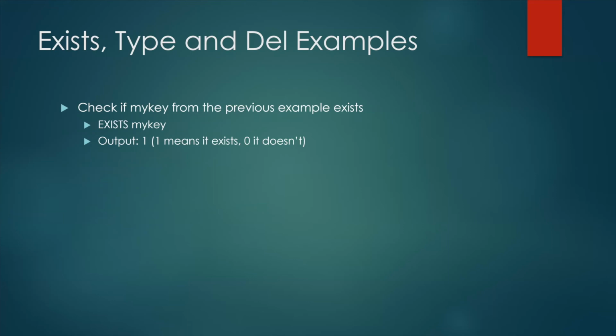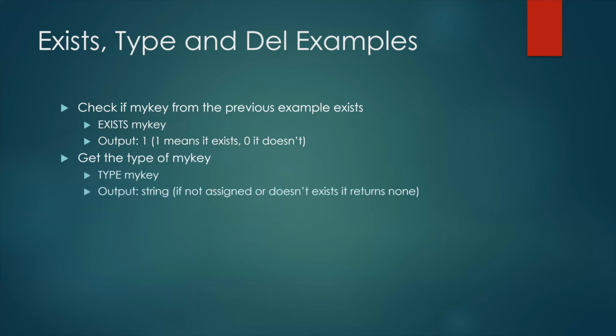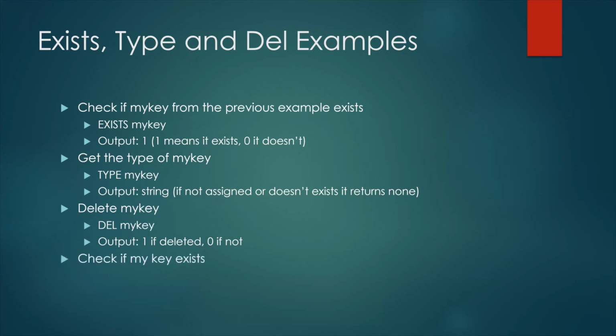Next, if you want to find out the type of the key, you just specify type and then the key name, and the output will be the type of the key. In this case, it's string because mykey, as we last defined it, is set to world, which is a string. Next, if you want to delete a key and a value, you just type del and then the key name, in this case mykey. If the output is 1, then the value is deleted. If the output is 0, then for some reason the value was not deleted. And lastly, we're going to check if the key exists one last time.